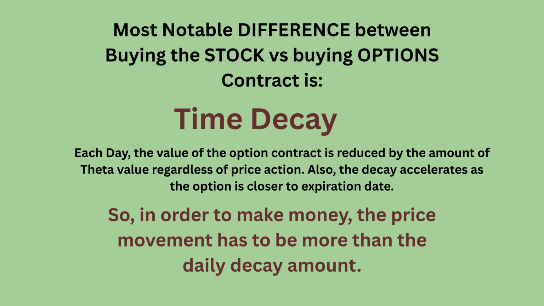One of the most notable differences between buying the stock versus buying stock option is something known as time decay. With option contracts, each day this contract loses value known as time decay. Each day, the value of the option contract is reduced by the amount of theta value regardless of price action. Also, the decay accelerates as the option is closer to expiration date. So, in order to make money, the price movement has to be more than the daily decay amount.